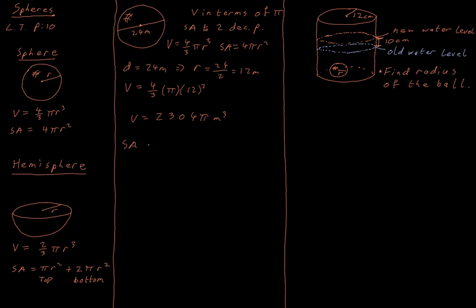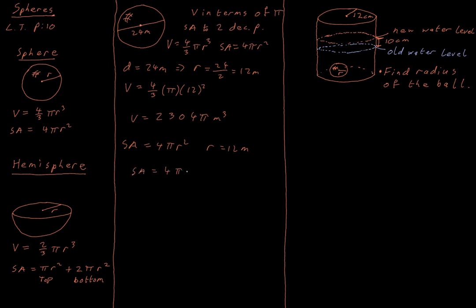And I want that to 2 decimal places, so my surface area, this is a little bit far away, so I'm going to rewrite my formula. I want it right next to me when I'm subbing in, and I know that the radius is 12 meters, and I want this to 2 decimal places. So this is just substituting into our formula.